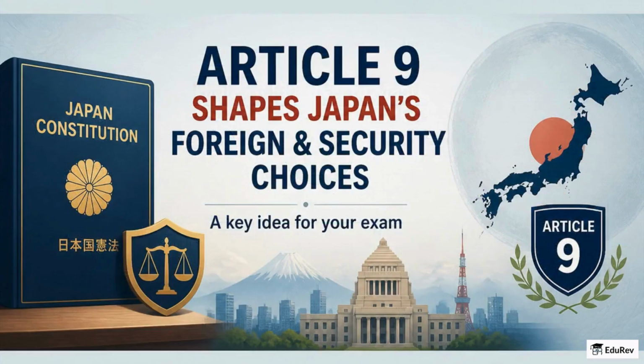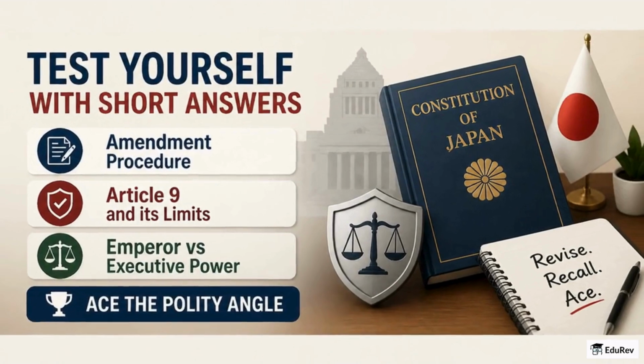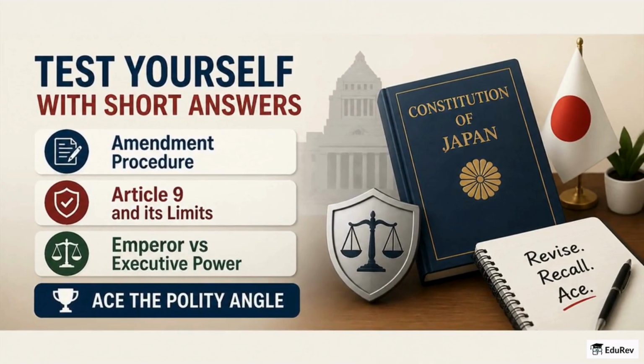You've just covered the essentials in a way that you can visualize and recall under exam pressure. And towards the end of your revision, you should revisit how Article 9 shapes Japan's foreign and security choices. A key idea many aspirants miss. Keep testing yourself with short answer prompts. Explain amendment procedure. Describe Article 9 and its limits. And contrast the emperor's role with executive power. And you will ace the polity angle.